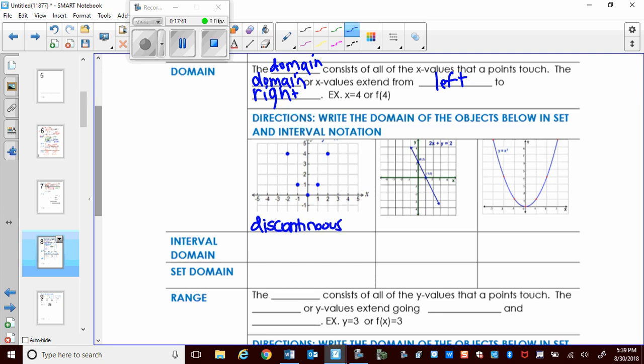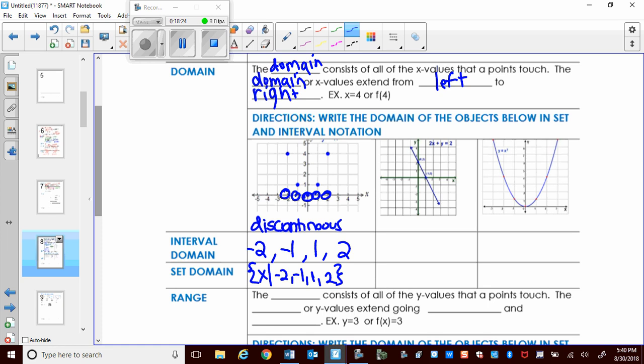I'm just going to look at my domain here. And the interval, since these numbers aren't connected, I'm just going to write individual numbers. So for my interval, I'm just going to say -2, -1, 1, and 2. If you can't see it, circle where you see those blue dots on the x-axis. Okay? Now if I was doing set notation, I would write curly bracket, x bar, -2, -1, 1, 2, to show that these points are not connected.